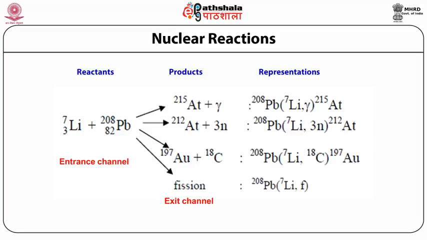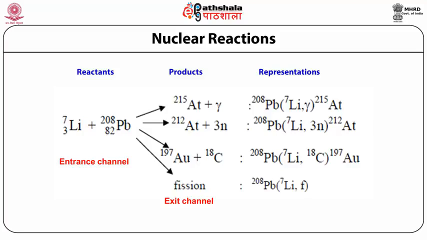So 7 lithium reacting with lead-208 is called the entrance channel, and the variety of things that we are having as products is called an exit channel. Now if we wish to represent them compactly, then the first possibility, where astatine-215 was being produced, can be represented as 208 lead bracket 7 lithium comma gamma bracket close 215 astatine.